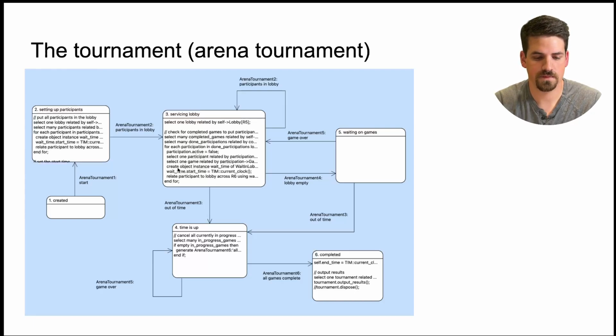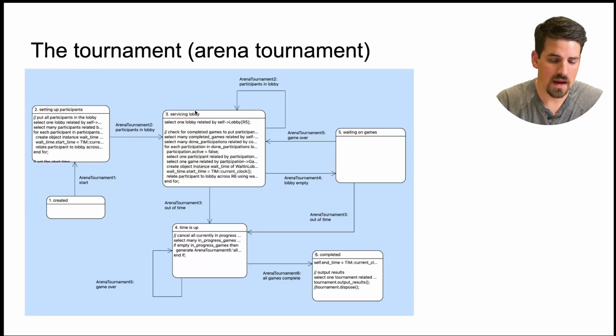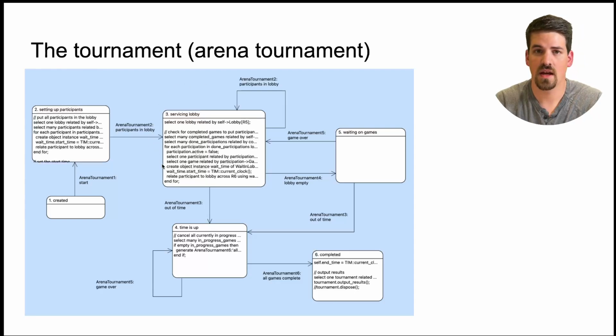When the game is over, it goes back into the servicing lobby state and tries to make a new matchup. At any point, if the time in the tournament runs out, we go into the time is up state, and there we loop over and over, checking as games complete, to wait until all games are complete. Then we go into the completed state where we output the results. The main logic of the tournament runner is in the servicing lobby state. I'd like to discuss that a little bit more later.